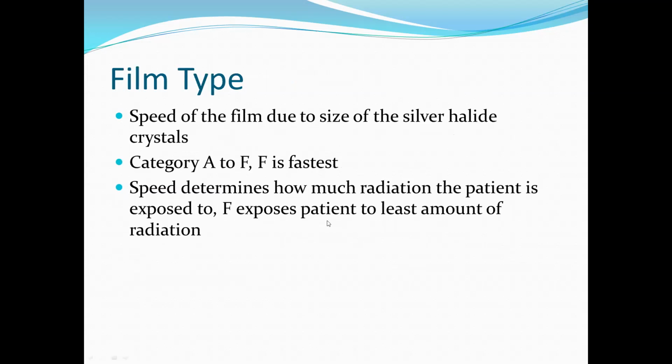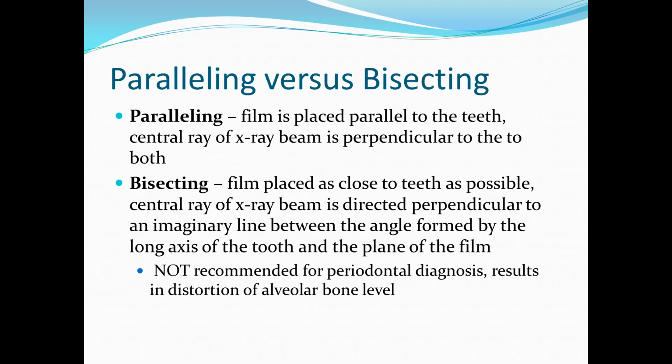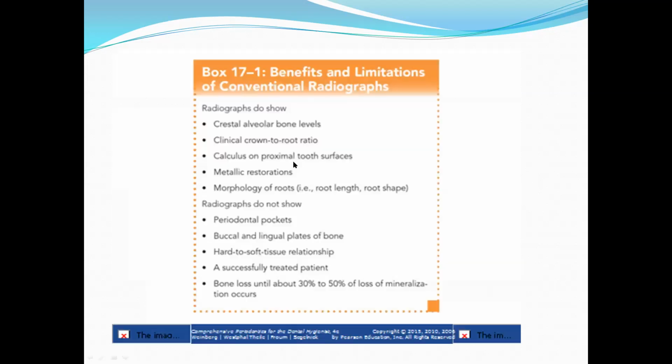There are still questions on these silver halide crystals coming up on the boards. Paralleling versus bisecting technique. We use paralleling technique, and you have to have a holder for that. Bisecting, they do have bite blocks for those as well. So in paralleling, the film or the sensor is placed more towards the center of the mouth, versus bisecting is placed very close to the tooth. Bisecting distorts, so it's not recommended for looking at bone level. Bite wings are the best for looking at bone level. And if you can't get a bite wing, then it's a periapical.